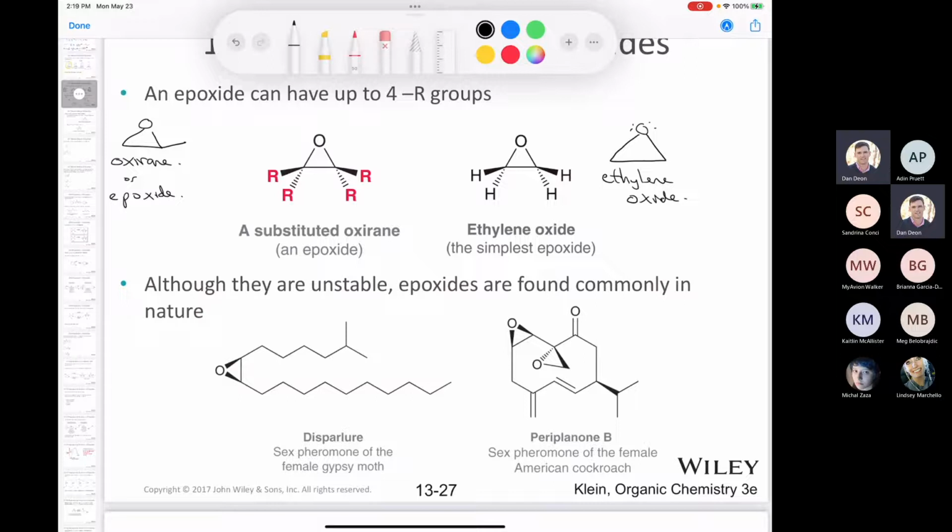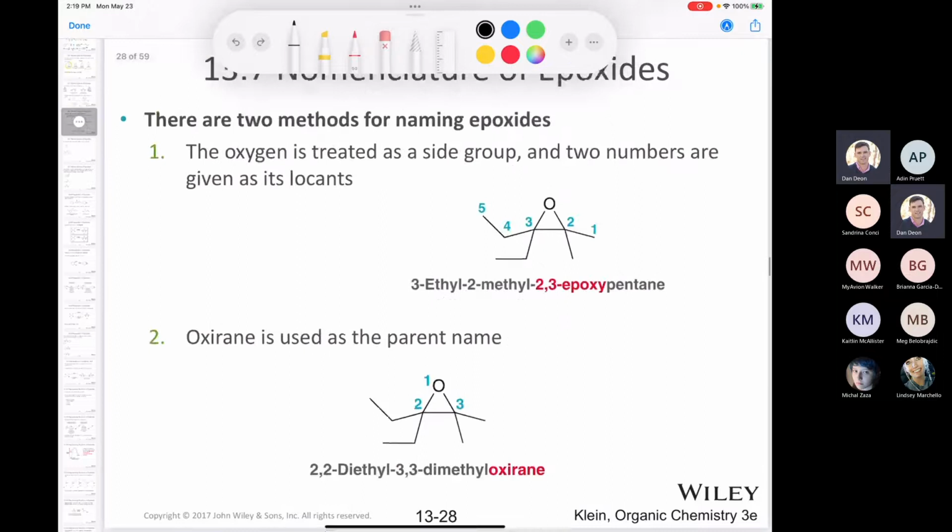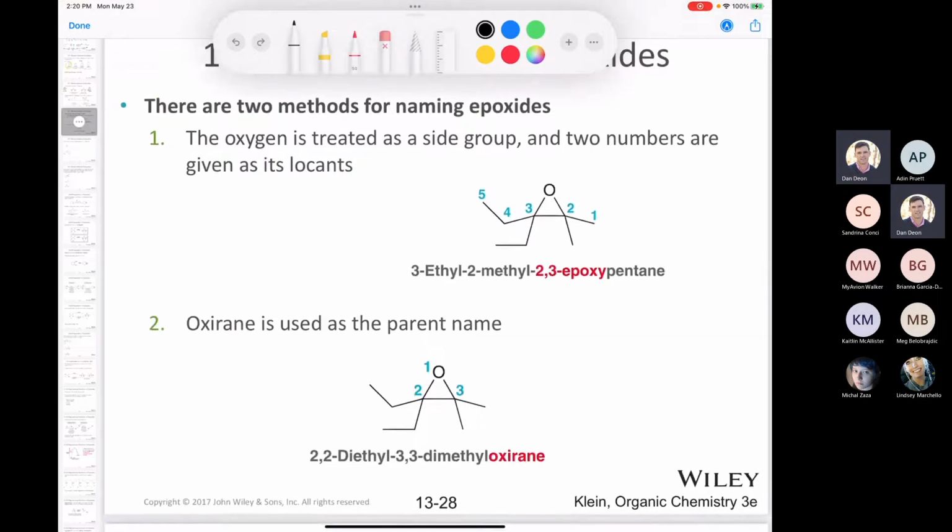Even though epoxides aren't all that stable, they are found in nature. You can see this pheromone of a moth. It has an epoxide in it. And also in this really crazy compound, periplanone B, it's got 2 epoxides in it. How would you like to try to synthesize that thing? Anyhow, it looks like a pretty tough molecule to me. But I digress. Let's move on from there, and let's talk about the rules for naming epoxides.